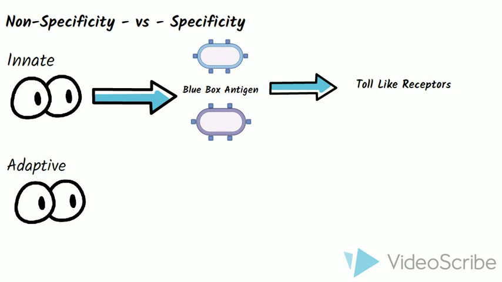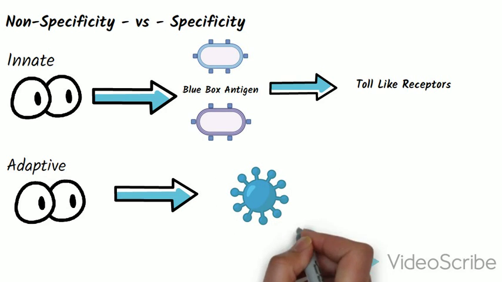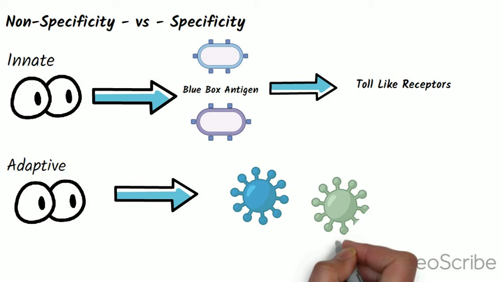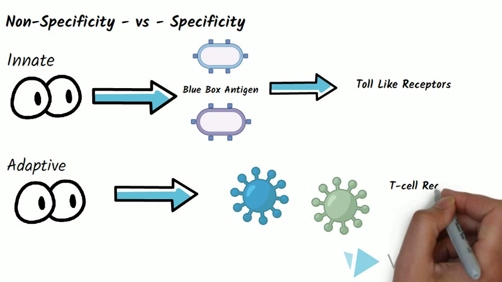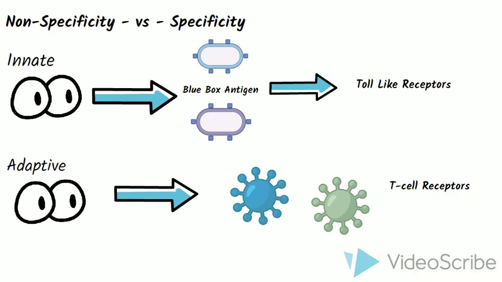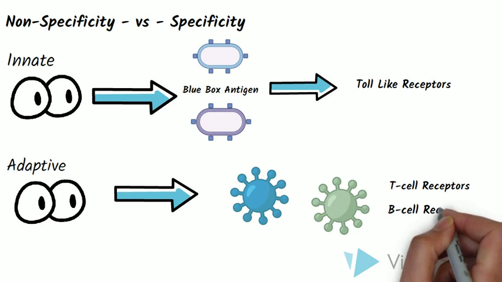In contrast, the adaptive immune system, or the highly specific immune system, comprises cells with receptors specific for many different antigens. This means that adaptive cells are able to recognise and react to many different microorganism types. Adaptive cells do this via highly specific and diverse receptors called T cell receptors and B cell receptors.